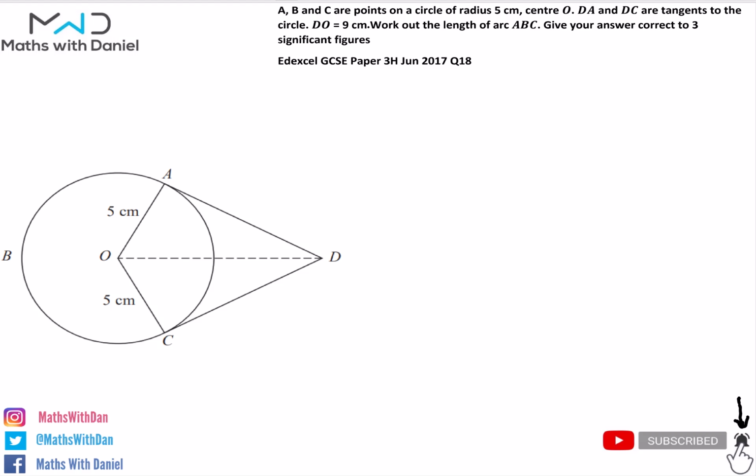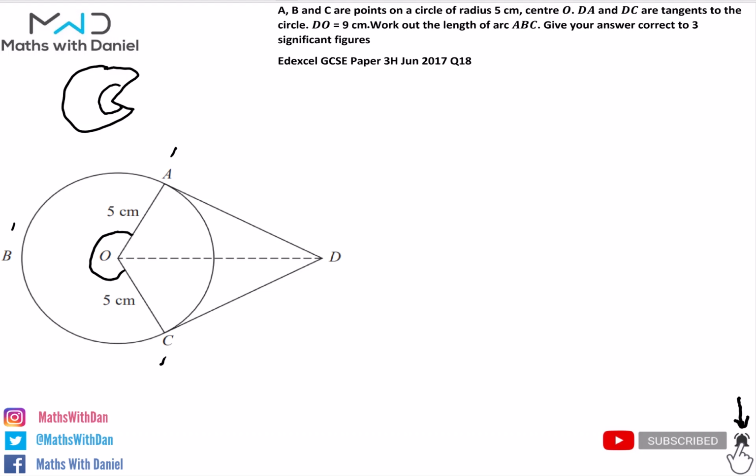Okay, first things first, where is arc ABC? Well, if A is here, B is here, and C is here, then the arc that they're looking for is this one here, isn't it, with this angle. So let me just draw that out quickly to get a better idea. Roughly they're looking for this angle here.